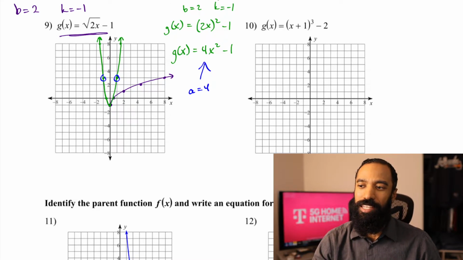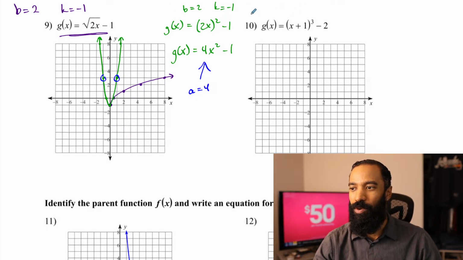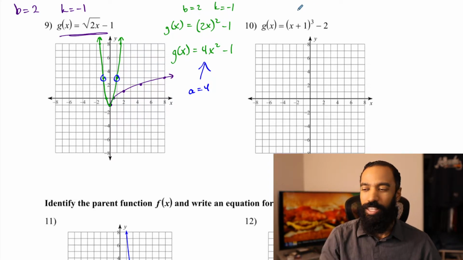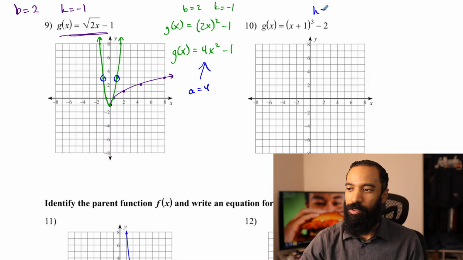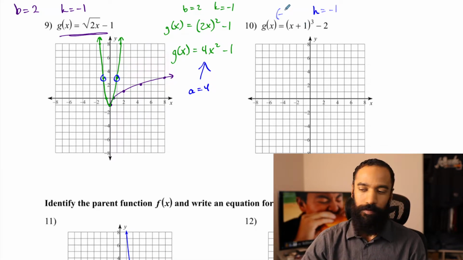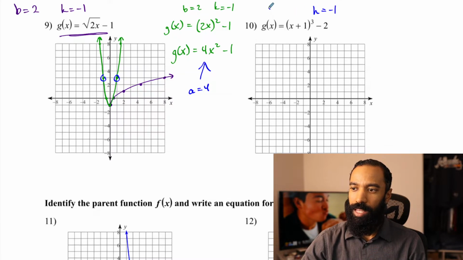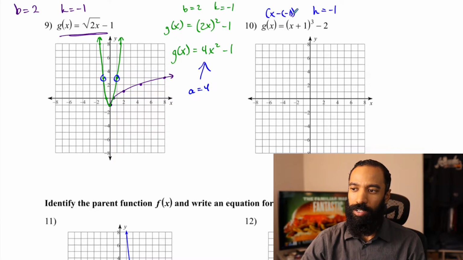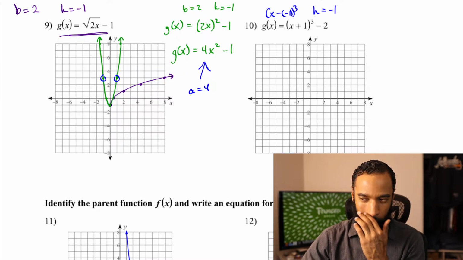Okay, number 10 here. G of x equals x plus 1 quantity cubed minus 2. Looks like we're not stretching the cubics right here. But the h value is -1. We actually get to see a negative here. Remember, that's x. That's x minus -1, quantity cubed like that. So h is -1 there.